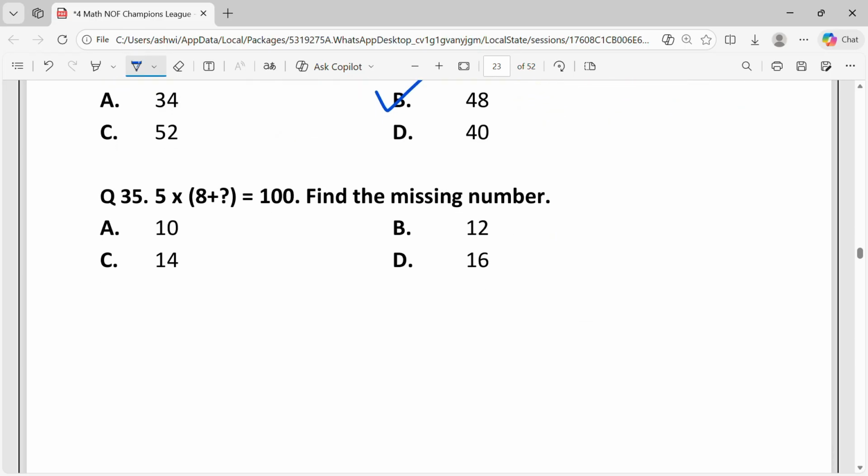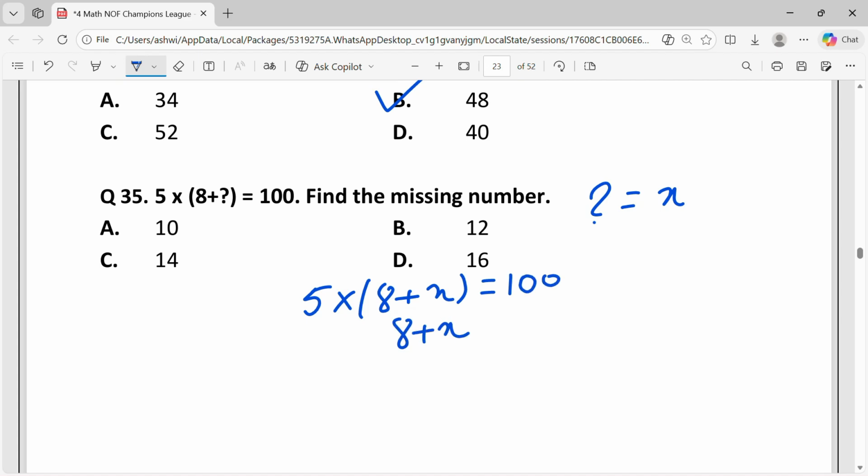Question 35. 5 into 8 plus question mark is equal to 100. Find the missing number. Let the question mark number be equal to x. So the equation is 5 into (8 plus x) is equal to 100. That is 8 plus x is equal to 100 divided by 5. That is x is equal to 20 minus 8. So x is equal to 12. That is option B.